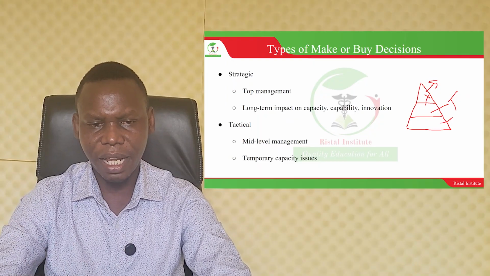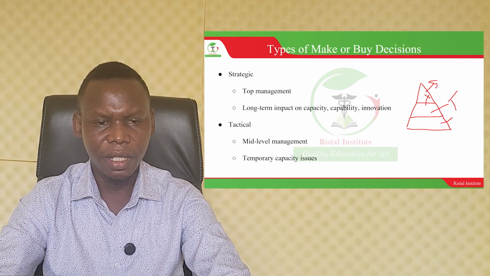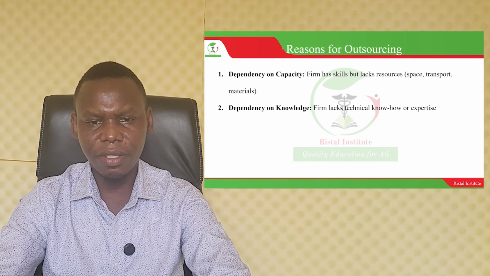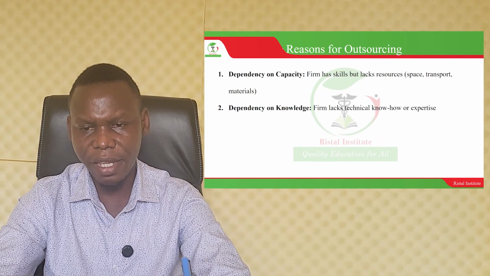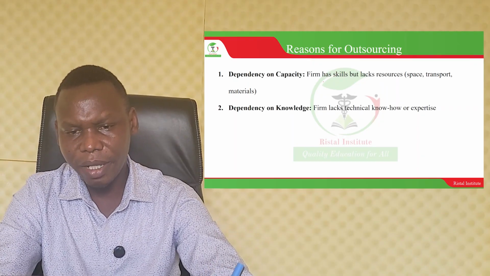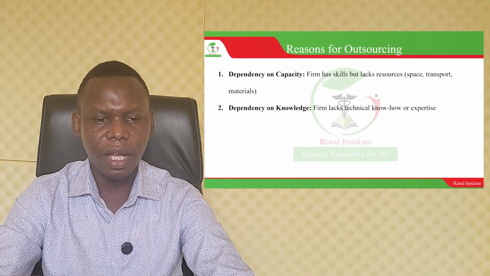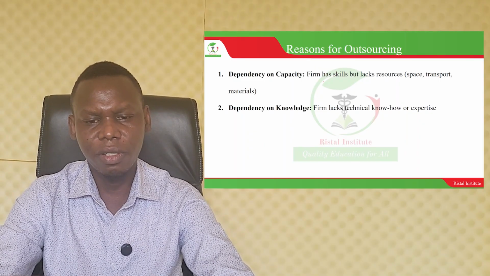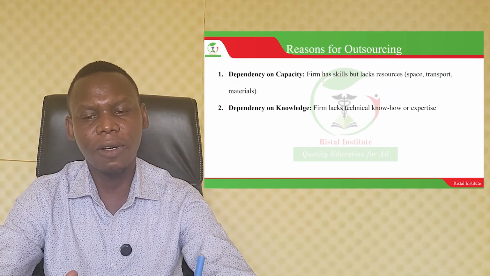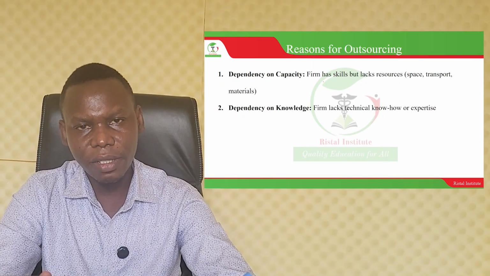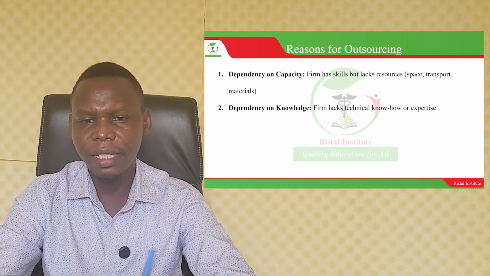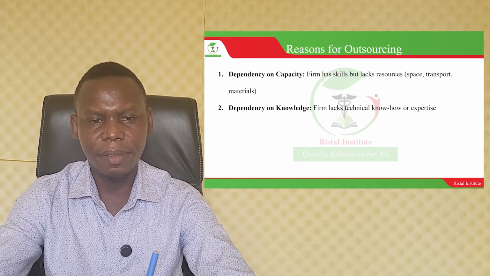So let's look at the reasons. We have looked at that so much, it's more like a repetition. Dependency on capability: firms have skills but lack resources or space, transport, materials. So that could be one of the reasons why a company will decide to outsource. It also depends on the knowledge, how much knowledge the company has to make. That is what we call technical know-how or expertise. If the knowledge is not there and it needs an expert, then an outsource decision is made.